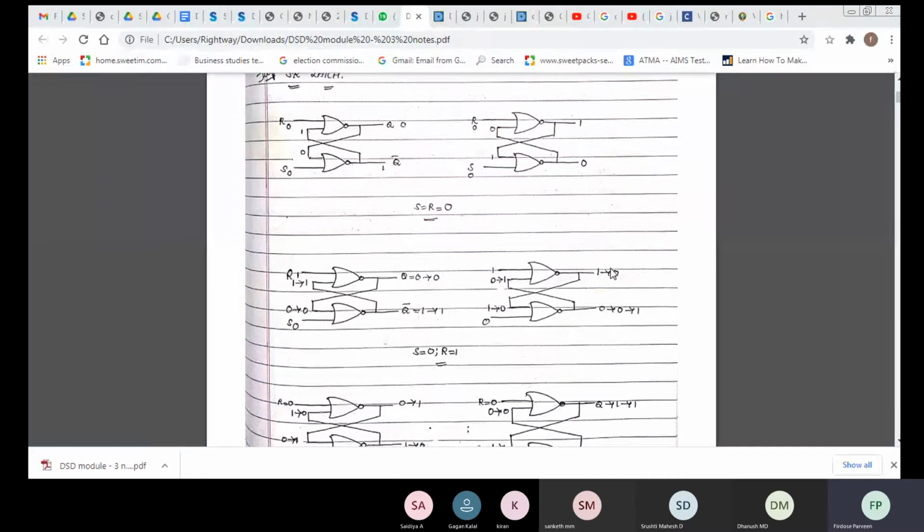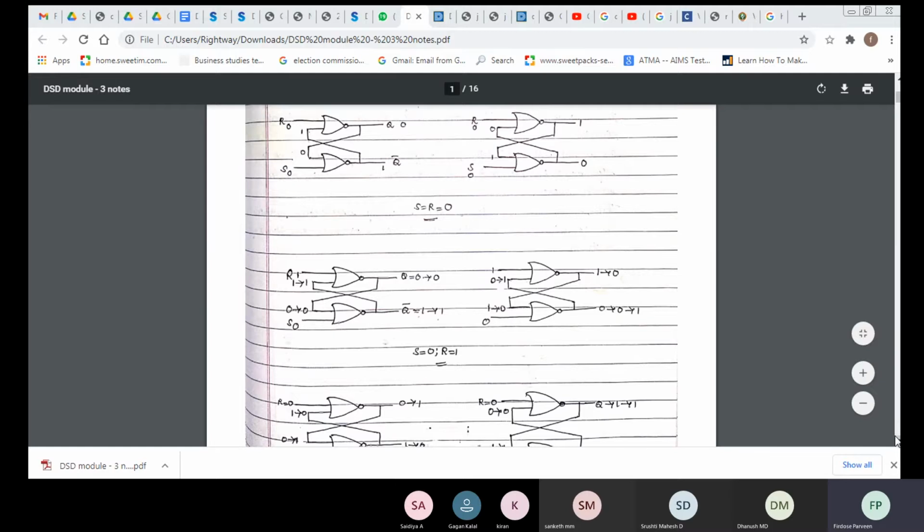So now what does it indicate? When S is equal to 0 and R is equal to 1, if the previous state was 0, it remains in 0 only. For the same thing, when S is equal to 0 and R is equal to 1, if the previous state was 1, what output are you getting? It is changed to 0 and 1. What does it mean? It means when S is equal to 0, R is equal to 1, whatever may be the previous state, it will come back to 0 and 1 only.